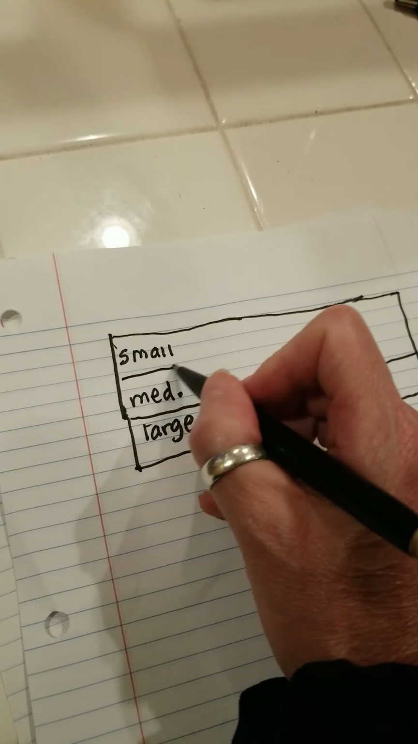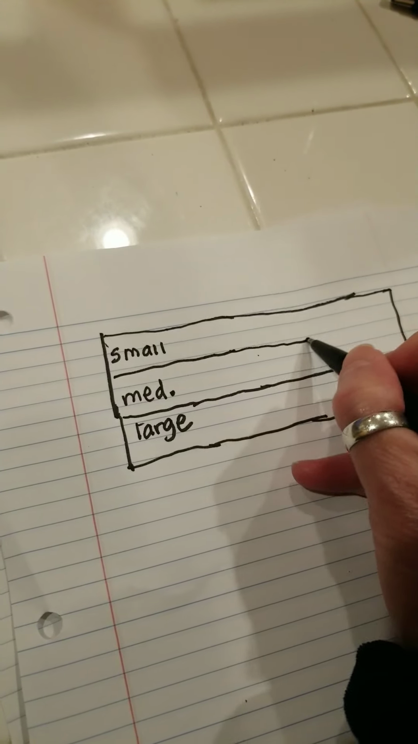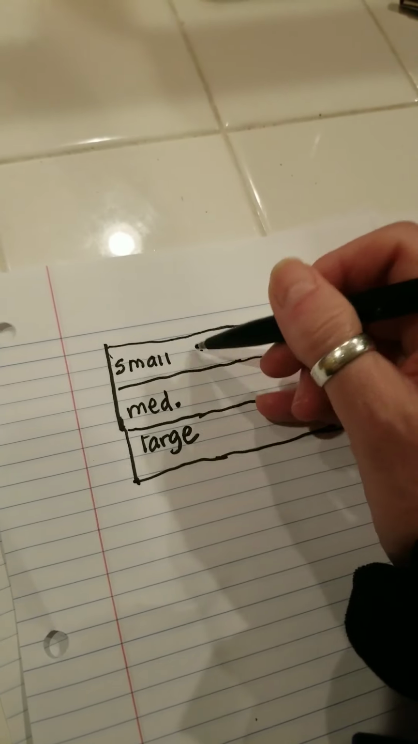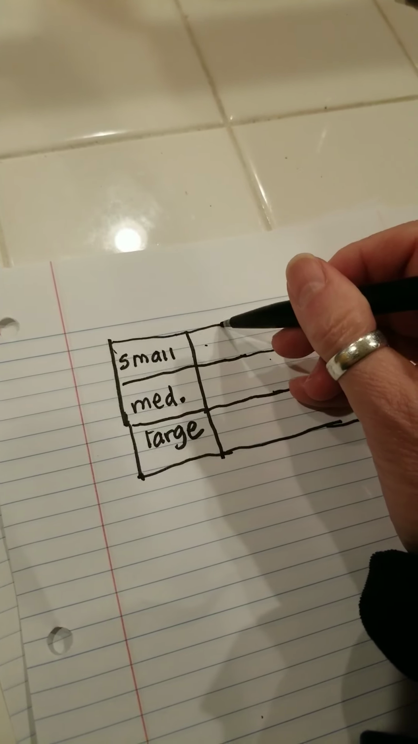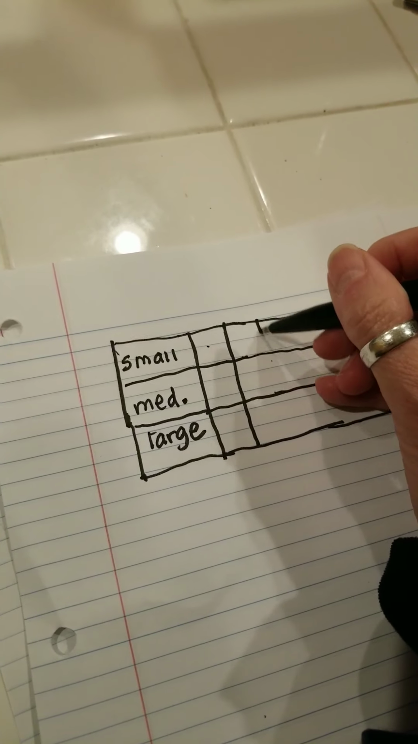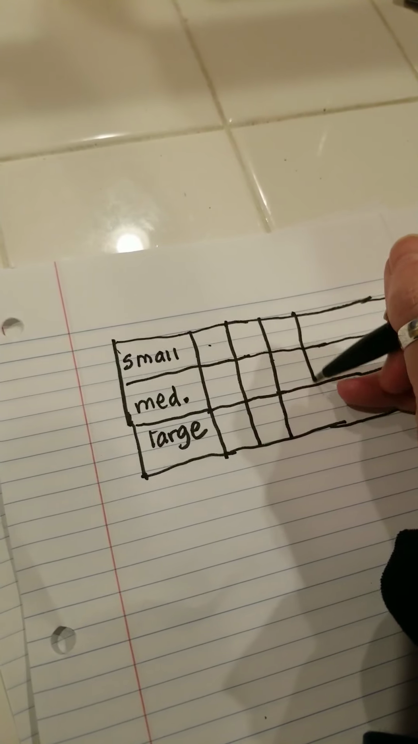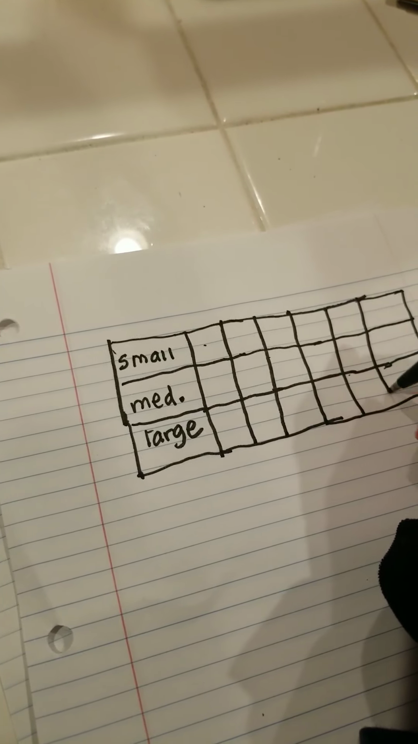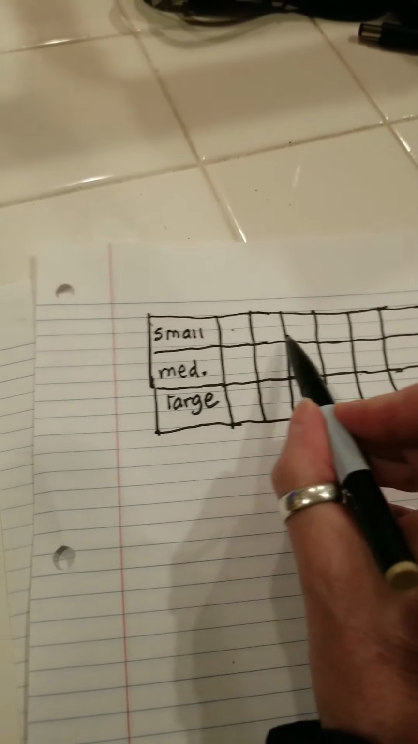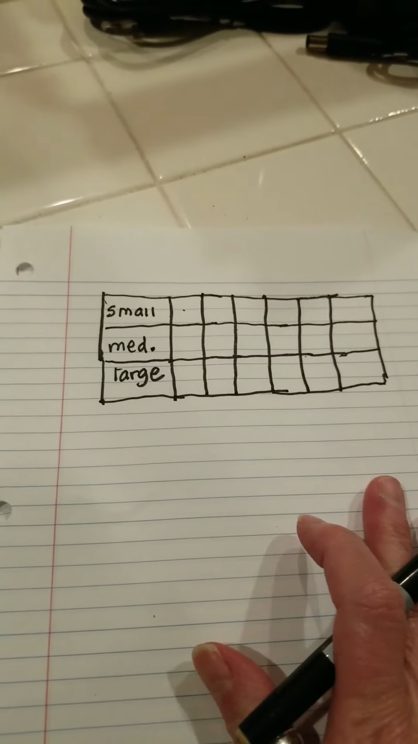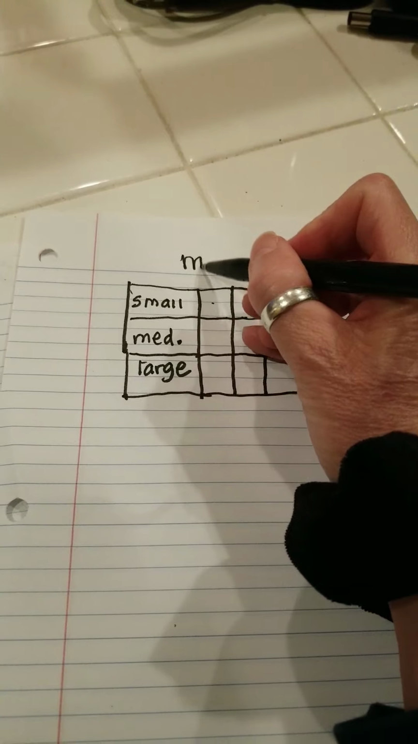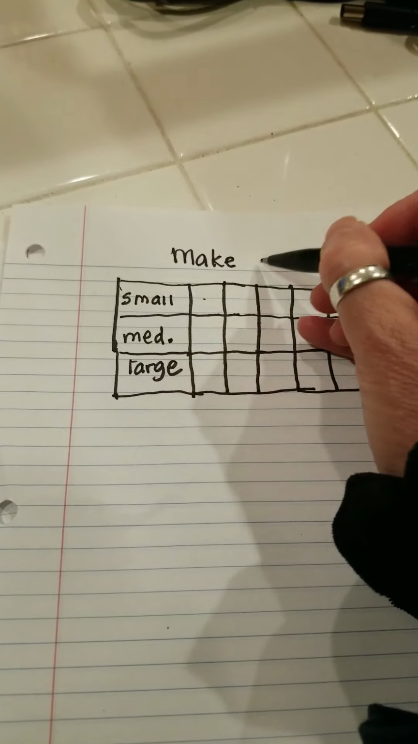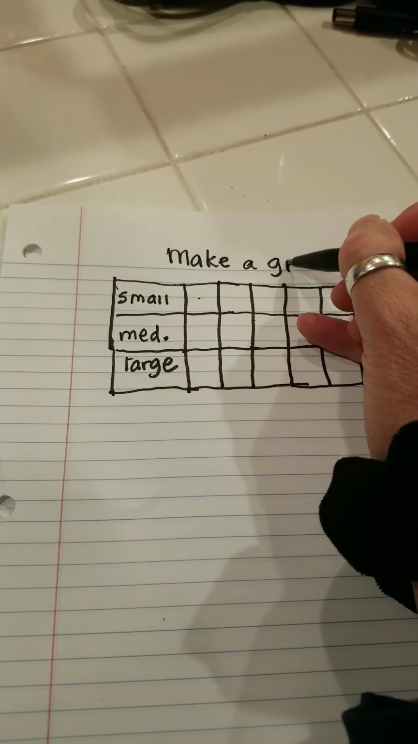You can separate yours. It's going to be easier for you because you won't be holding a phone and recording yourself. Here's my labels. And then I'm going to go like this and make some boxes. And I'm going to draw some circles. I'm going to show my data on a graph. Make a graph.